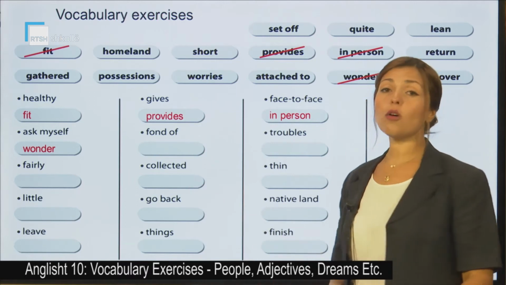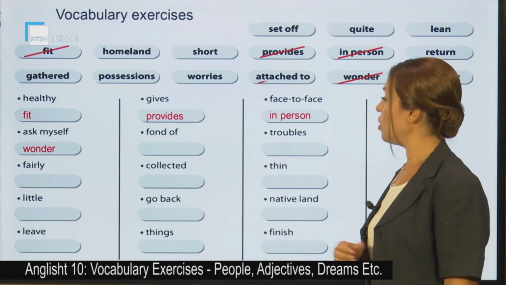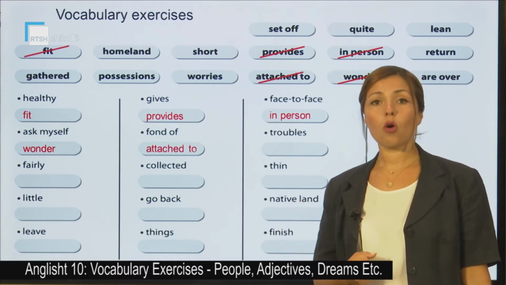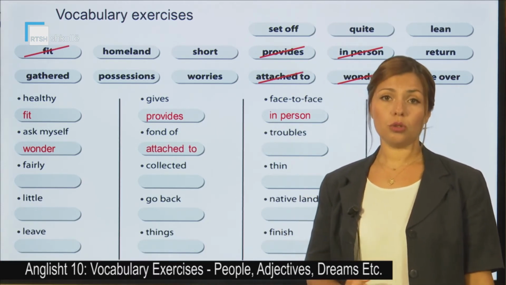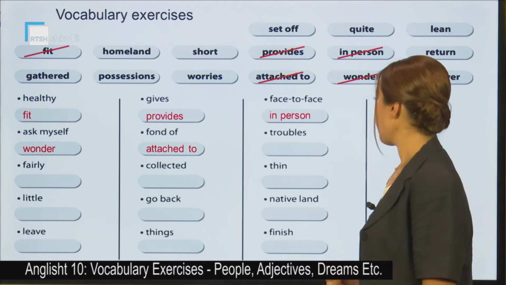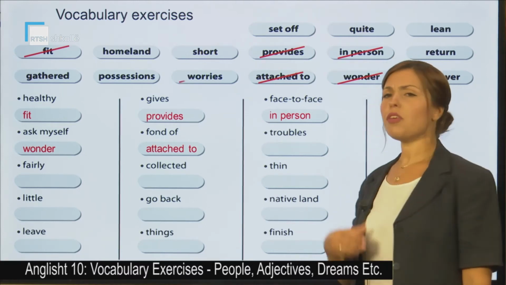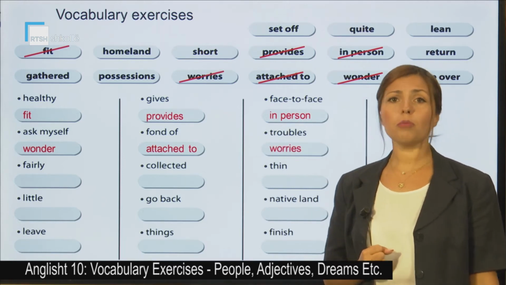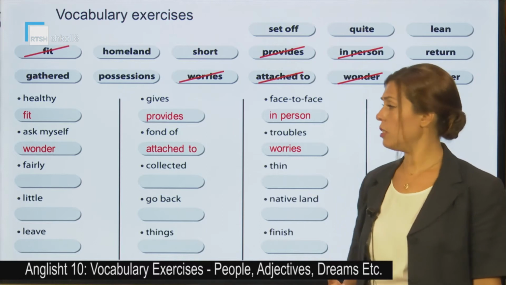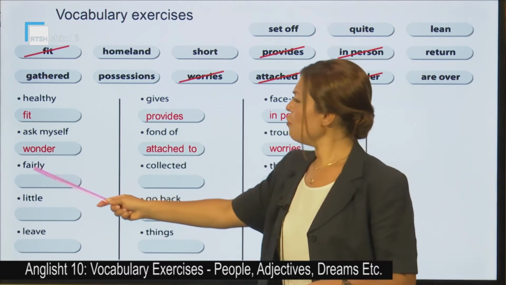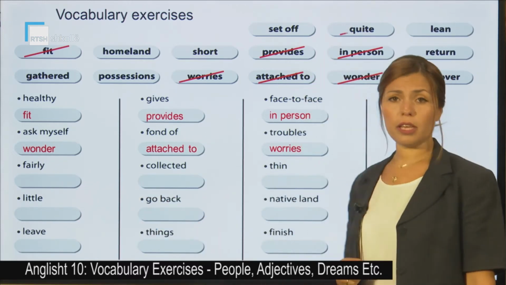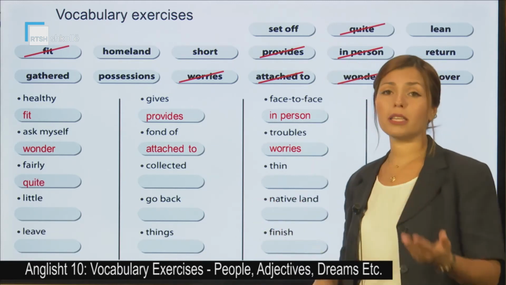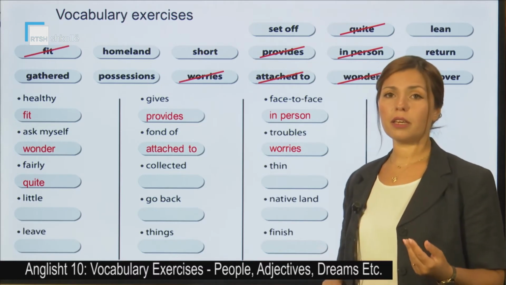I am fond of something. What does that mean? I'm fond of means when you like something or when you are really attached to something or somebody. Troubles. They don't have any troubles. The Hadza people, for example, don't have any troubles in their mind, don't have any worries. Fairly. Fairly means enough. Fairly enough, for example, or quite. They have the same meaning.